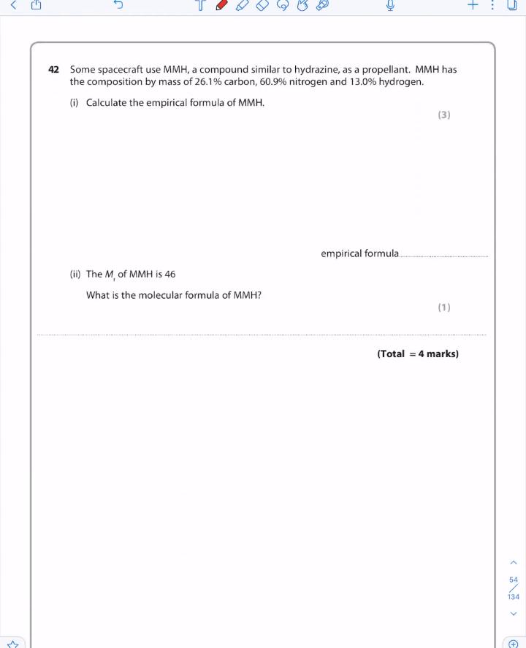Question 42. Some spacecraft use MMH, a compound similar to hydrazine, as a propellant. MMH has the composition by mass 26.1% carbon with 60.9% nitrogen with 13.0% hydrogen by mass. يبقى أنا بعتبر النسب دي أوزان masses. يبقى هنا الماس in grams.